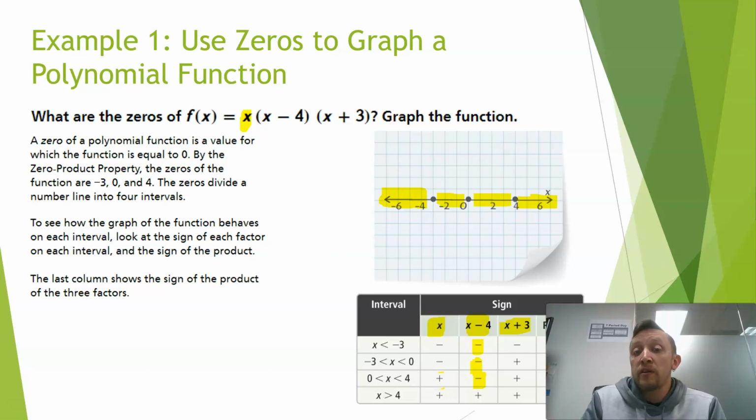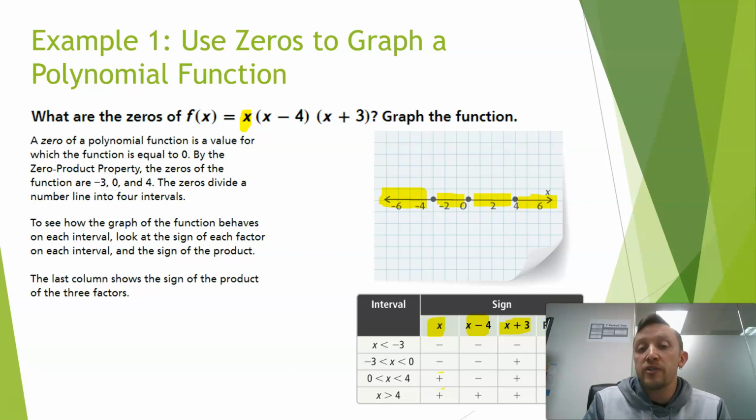Now if we pick a number bigger than 4, so if I pick 5, 5 minus 4 would be 1, so that would give me a positive answer. So again, we're recording the signs, and you're going to see what we're going to do with these signs in a second. Okay, so now let's go to the factor for x plus 3.